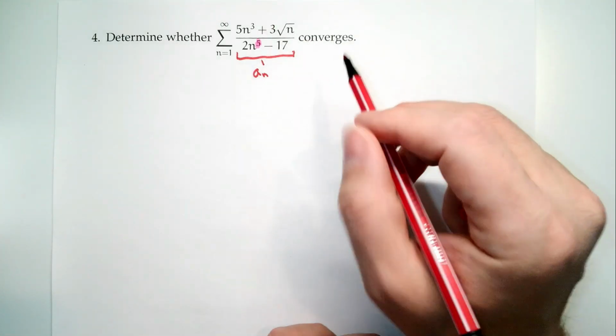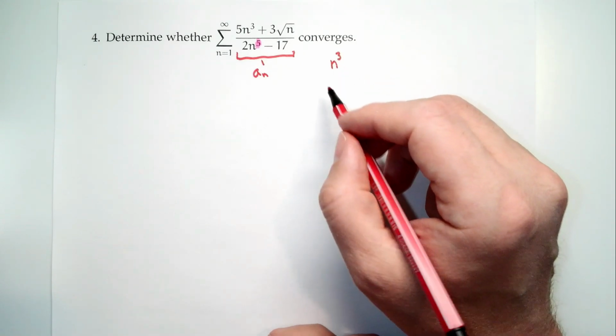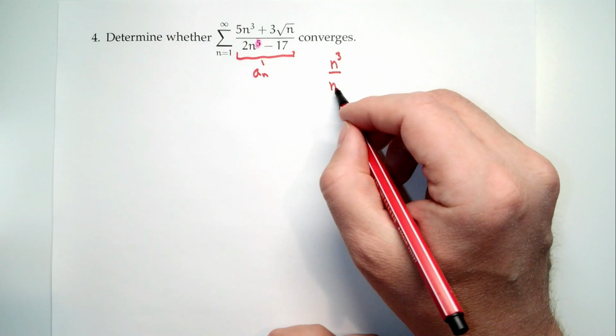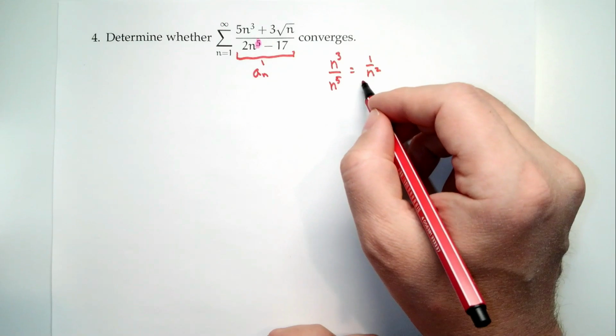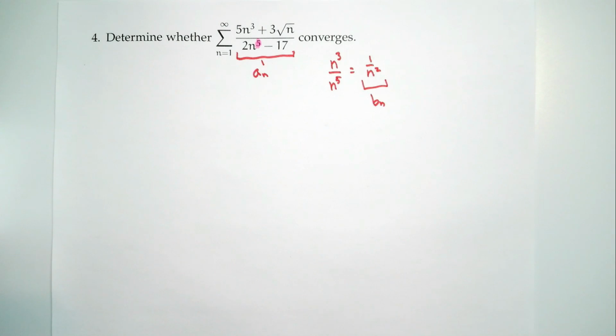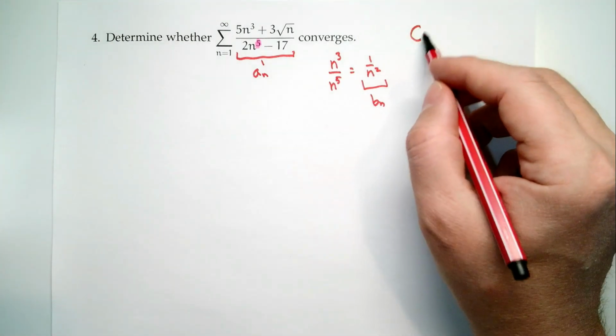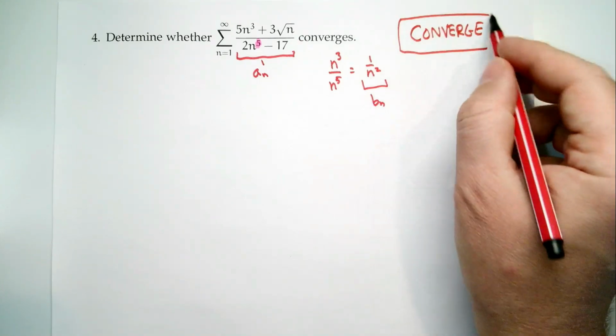On the top, it grows like n cubed. That's the highest power on the top. And the downstairs grows like n to the 5th, so you end up with 1 over n squared. Now, this is going to be our b sub n. So the question, what happens to the sum of 1 over n squared? Does it converge or does it diverge? Well, the sum of 1 over n squared is going to converge, right? Because it's a p-series, and we know about p-series. So our answer is going to be converge.